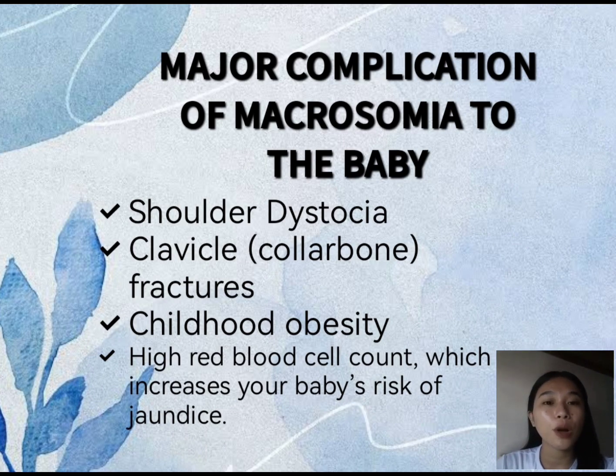Next, we have the major complications of macrosomia to the baby. First, we have shoulder dystocia and clavicle or collarbone fractures. We have childhood obesity and a high red blood cell count, which increases your baby's risk of jaundice. So these are just some of the complications that the baby could experience when the baby has macrosomia.